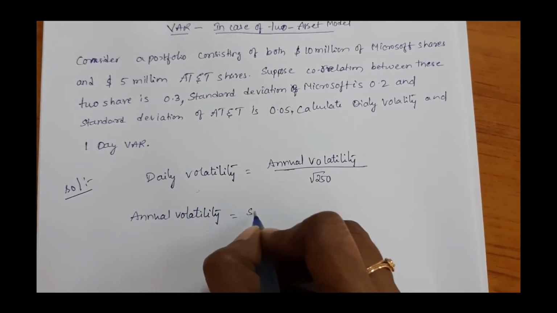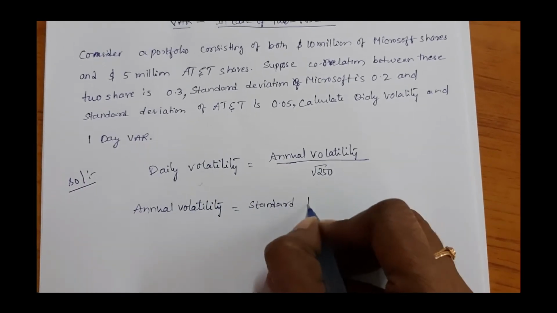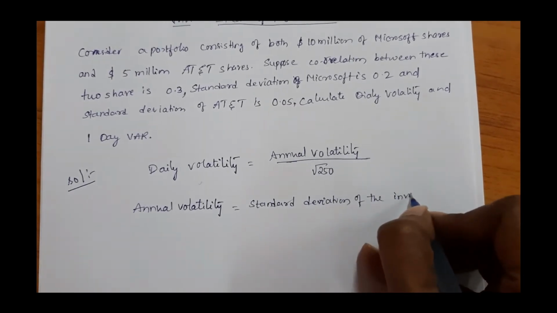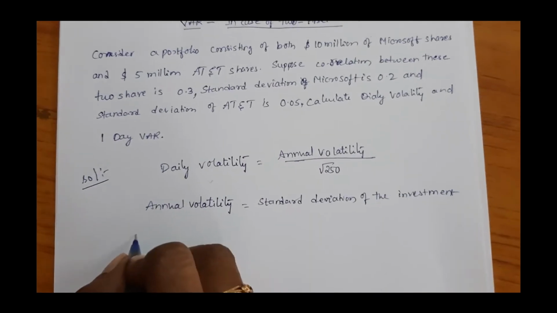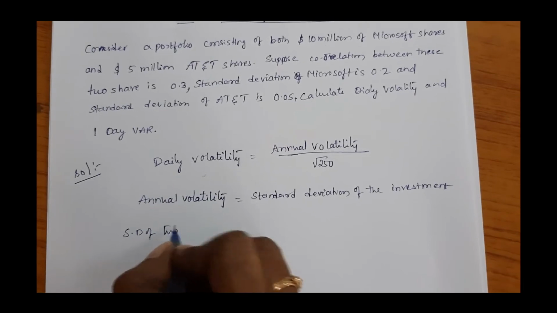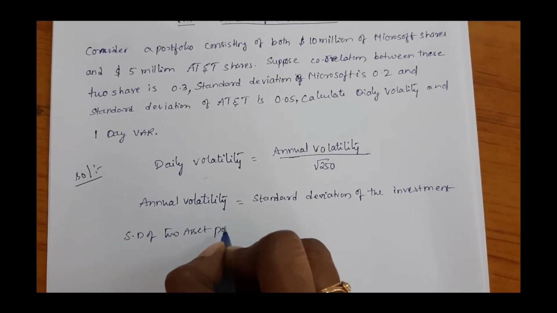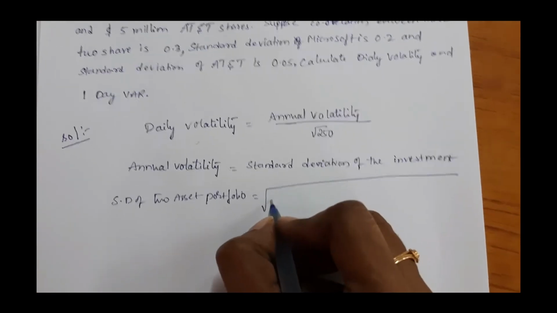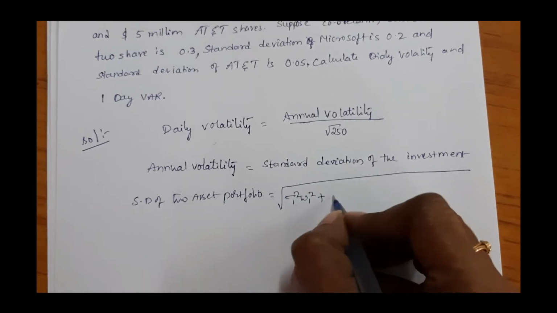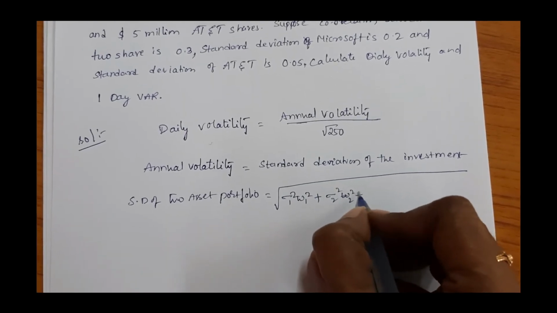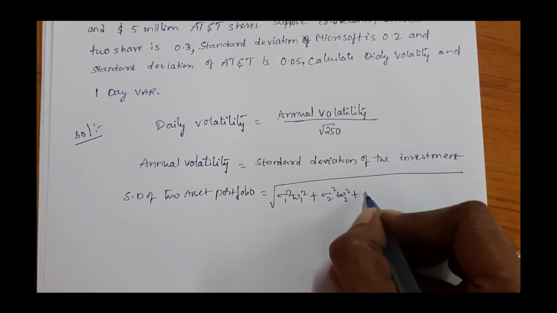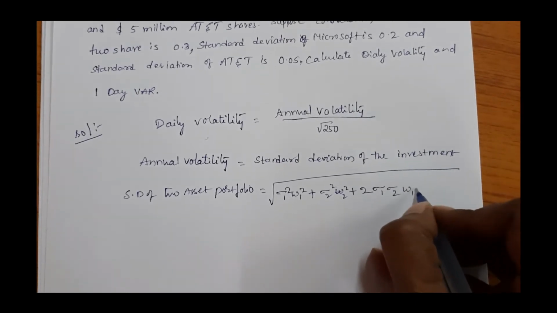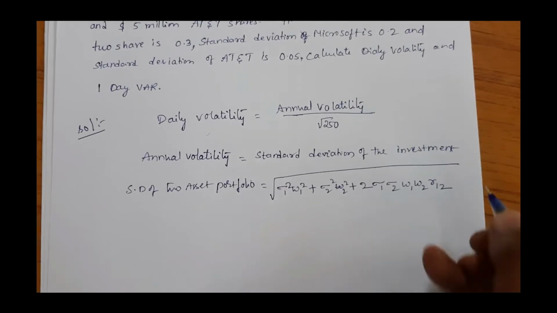Annual volatility is nothing but the standard deviation of investment. So we need to calculate standard deviation of two asset portfolio. Formula is square root of sigma 1 square w1 square plus sigma 2 square w2 square plus 2 sigma 1 sigma 2 w1 w2 r12.